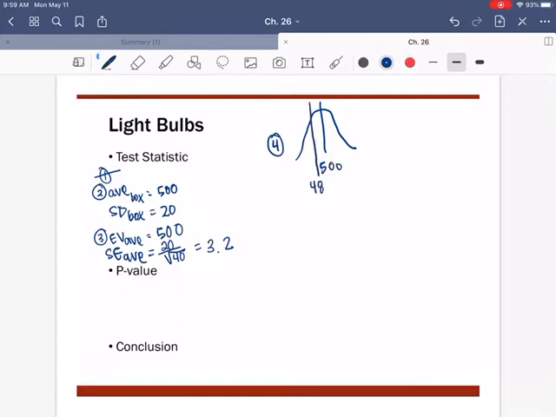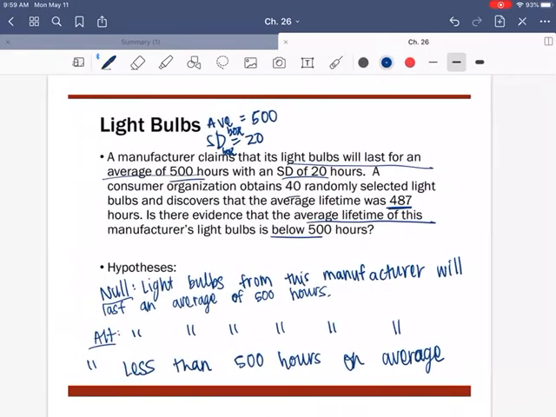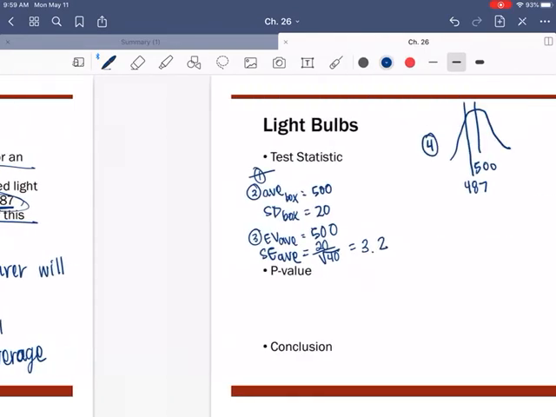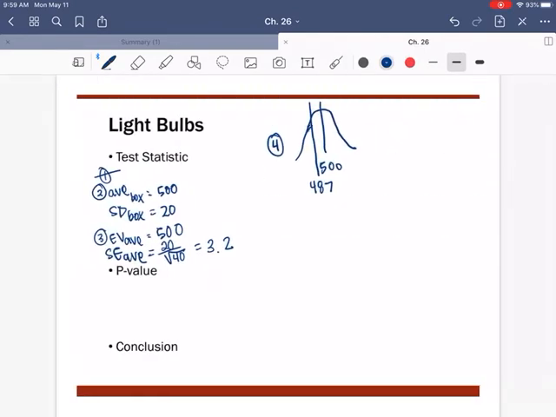Step 4. We should see 500. What we actually saw was 487. And we always want more extreme. So if it's less than what you expect, you shade to the left. If it's more than what you expect, you shade to the right. Step 5, z-score.